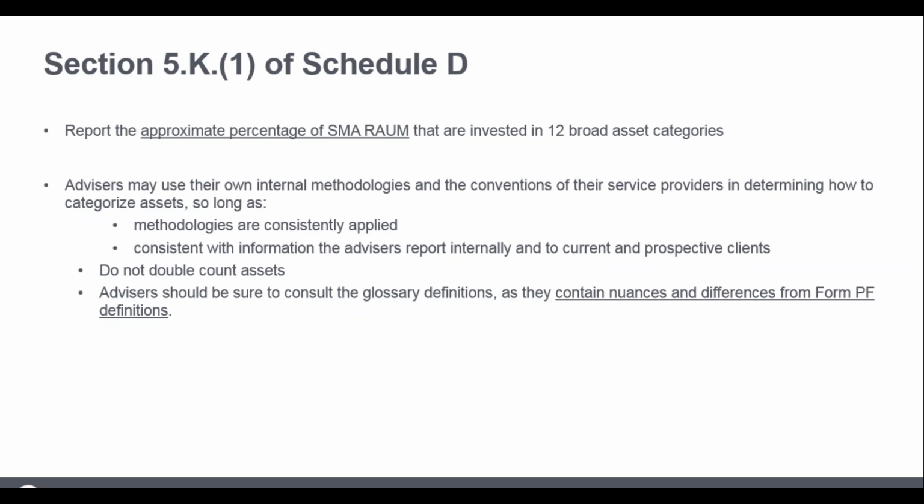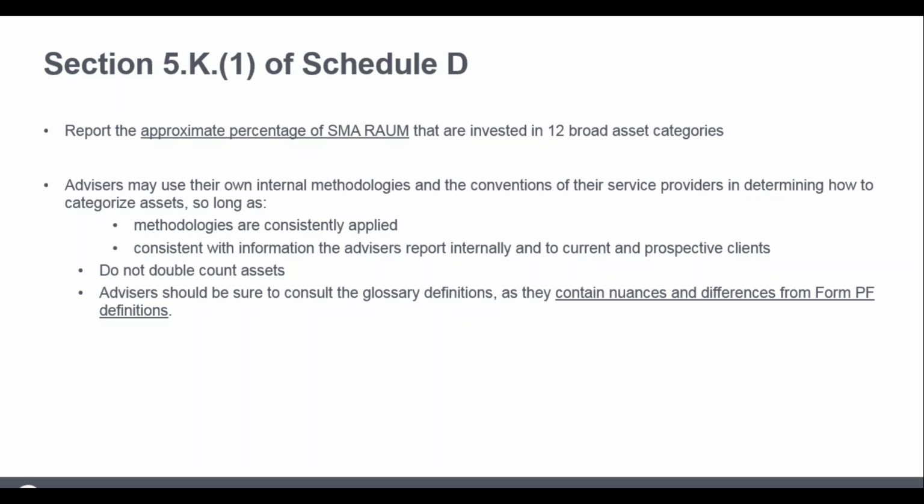You definitely want to consult the glossary of the Form ADV because it is going to contain differences and nuances in terms of definitions versus the Form PF versus the ADV glossary. And really anything that's in italics within the ADV is going to be a defined term in the glossary, so do make sure you use that resource.